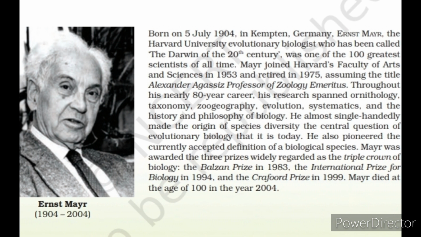Throughout his nearly 80-year career, his research spanned ornithology, taxonomy, zoogeography, evolution, systematics, and the history and philosophy of biology. He almost single-handedly made the origin of species diversity the central question of evolutionary biology that it is today. He also pioneered the currently accepted definition of a biological species. Mayr was awarded the three prizes widely regarded as the Triple Crown of Biology, the Balzan Prize in 1983, the International Prize for Biology in 1994, and the Crawford Prize in 1999. Mayr died at the age of 100 in the year 2004.